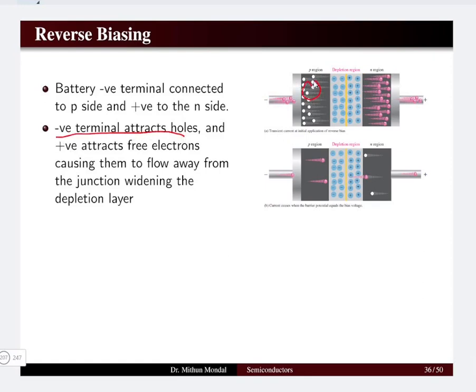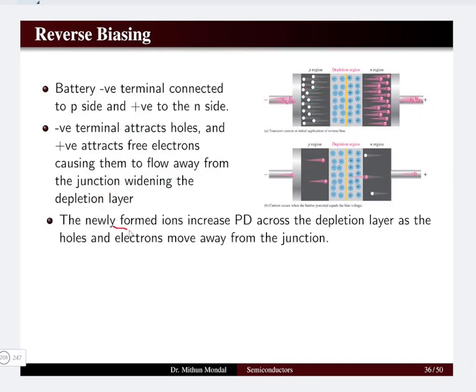So the holes which should move towards the right are not moving towards the right; rather, they are attracted by the negative terminal of the battery, causing them to flow away from the junction and widening the depletion layer. So if you see the depletion layer, it is widening when we connect the battery opposite to the forward biasing, that is, reverse biasing. So the depletion layer width will increase.